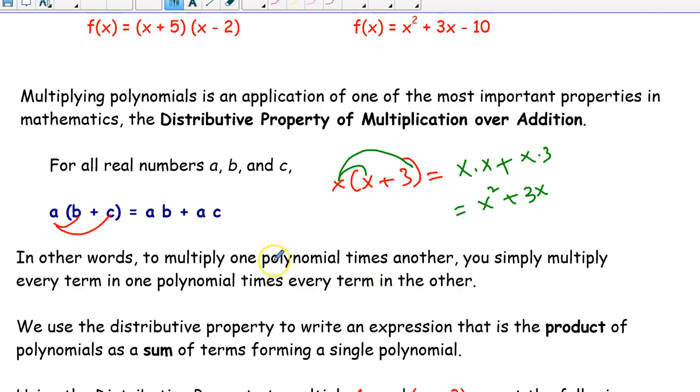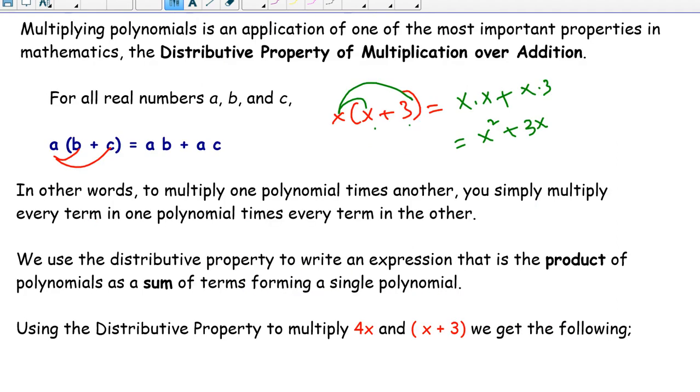In this multiplication of polynomials, to multiply one polynomial times another, you simply multiply every term of one polynomial times every term in the other. Each value of the first is multiplied with the other. Here I did x multiplied with both x and 3. Same way, x plus 5 should be multiplied with everything inside the next parenthesis, that is x minus 2. We are going to see it in a minute.